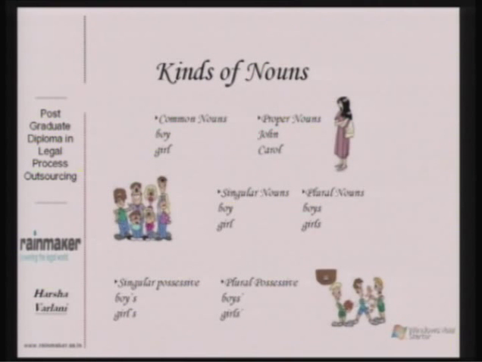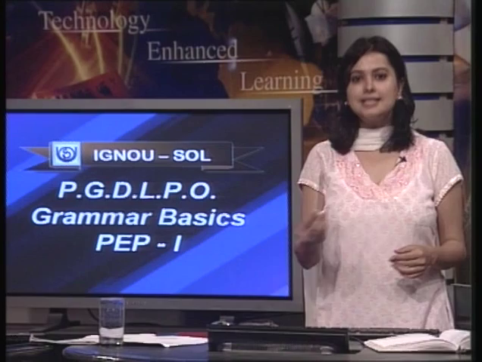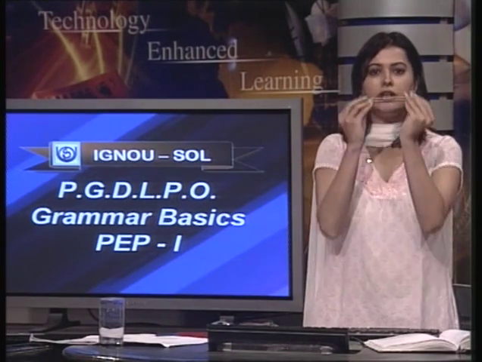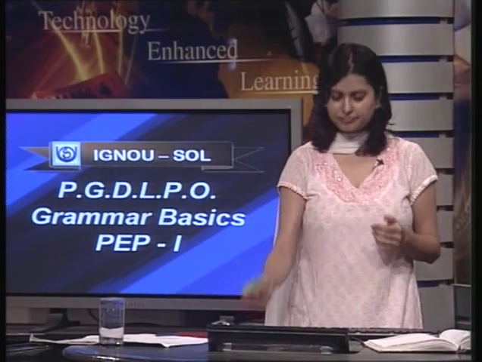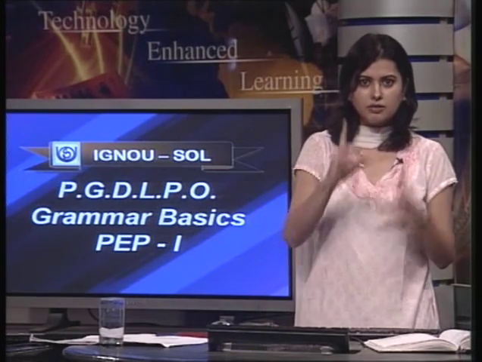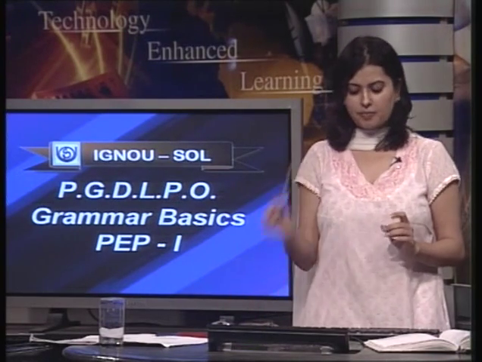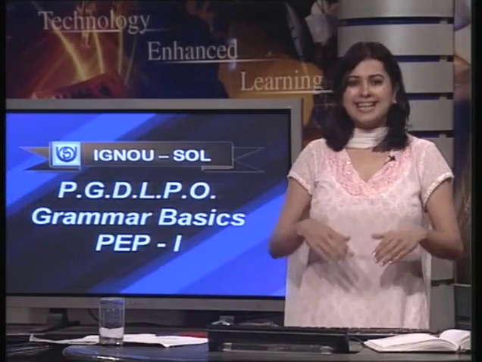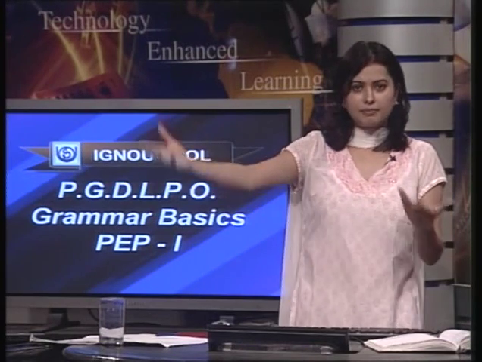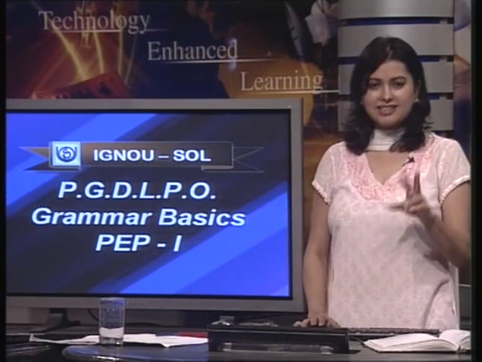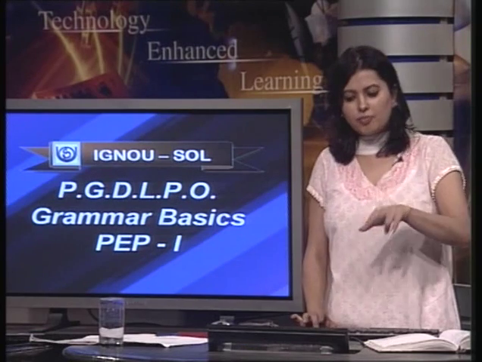Singular possessive is one person's possession. For example, Harsha's pencil. This is singular possession. Okay. Harsha's, mine, one person's possessive. So, it's singular possession. Plural possession is a group, boys' playground. Okay. That is the difference between singular possession and plural possession.